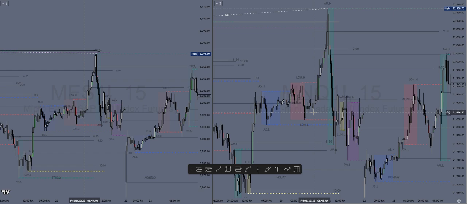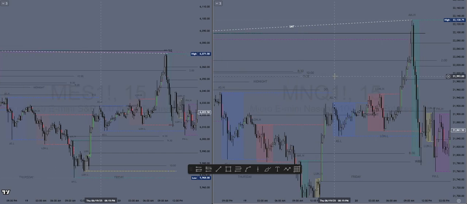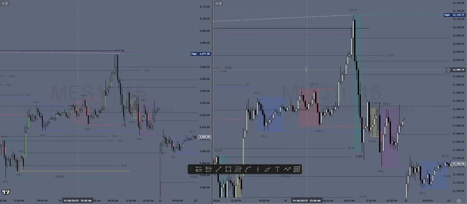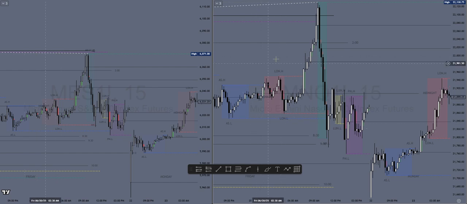So what I usually target is Asia's highs and lows and London's highs and lows. I mean that's basically it. Some of them would be previous highs on a higher time frame, but the majority of the time we're just focused on this small little area.